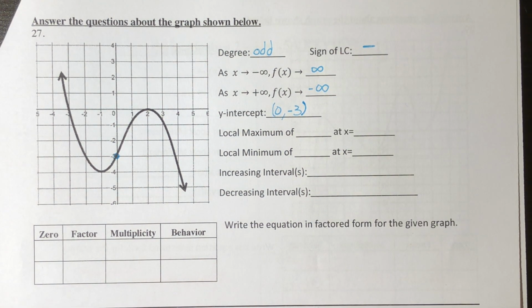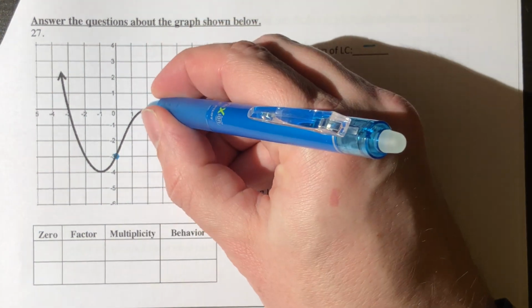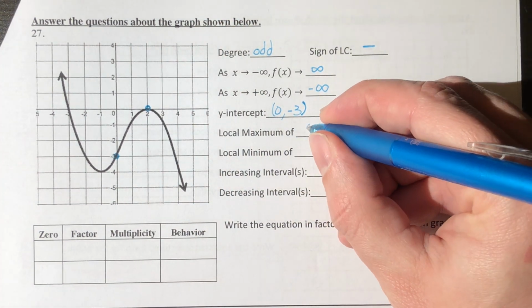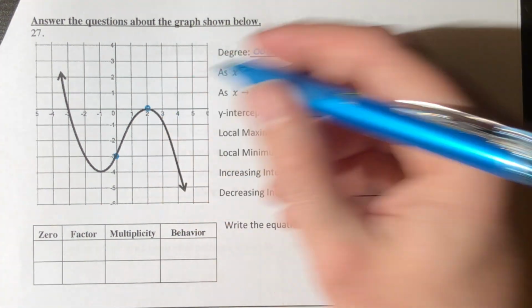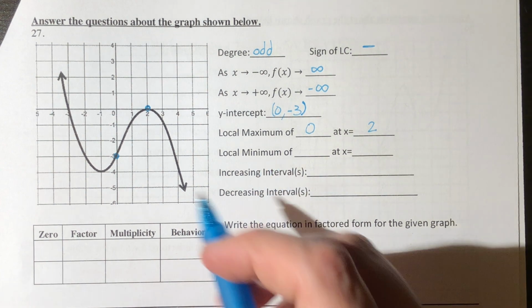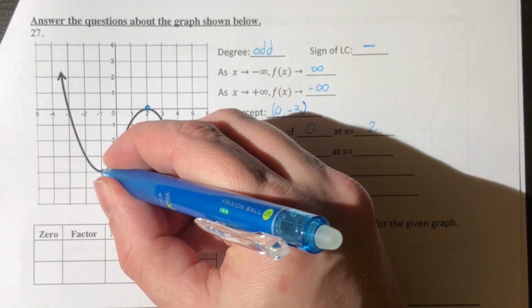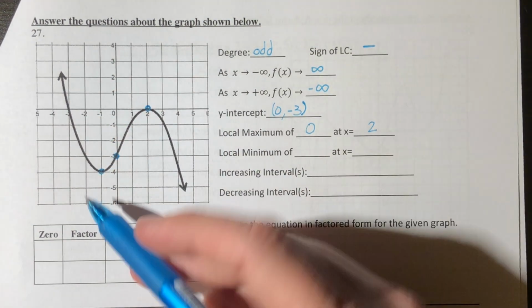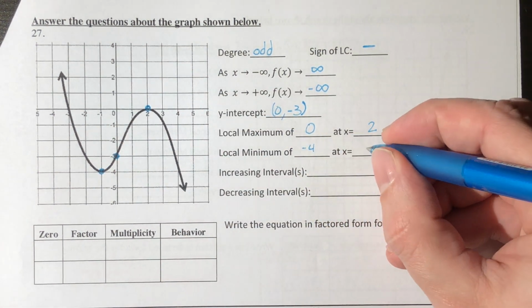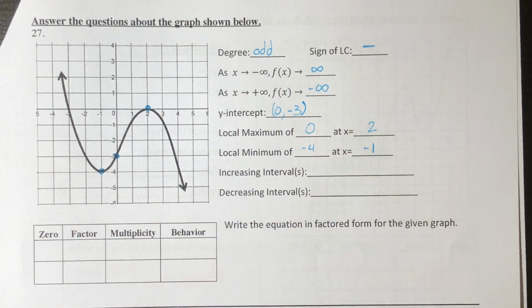I have a local maximum here. The local maximum is 0, because that's the highest point that it gets to, and it happens at x equals 2. I have a local minimum, a low point, right there. The lowest it goes down to is -4, and it happens when x equals -1.